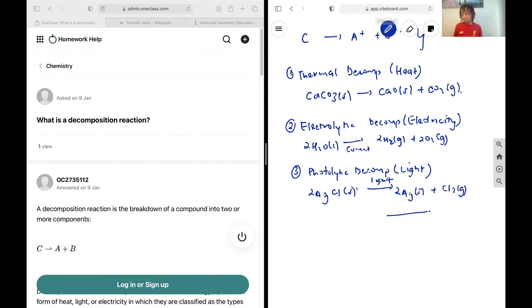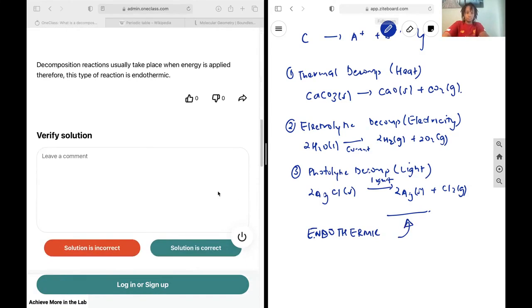Okay, and of course, since you're using energy to cause the breakdown, we expect all of these to be endothermic. And that's it for this question.